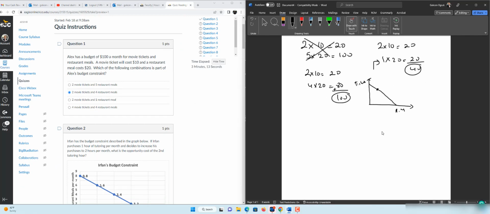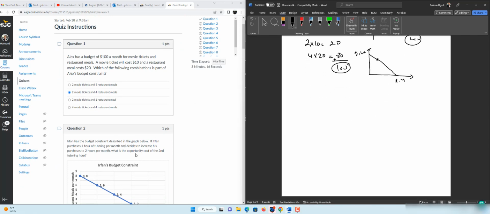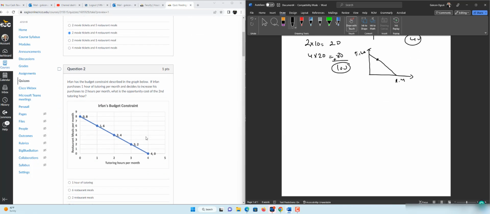Question number 2. Irfan has a budget constraint described in the graph below. If Irfan purchases 1 hour of tutoring per month and decides to increase his purchase to 2 hours of tutoring, so this is 1 hour of tutoring and then he decides to go to 2 hours of tutoring per month, what is the opportunity cost of the second hour of tutoring? So here is our graph, right?